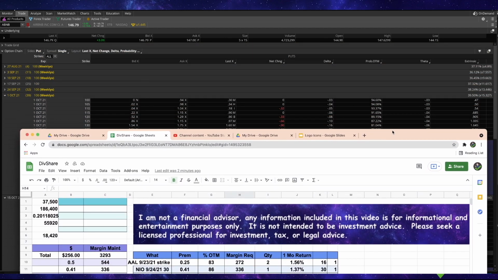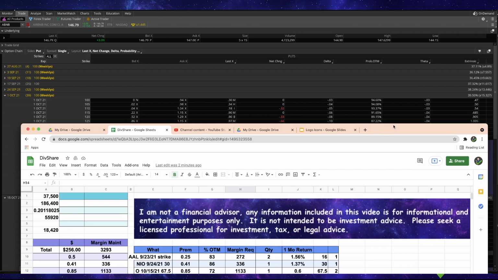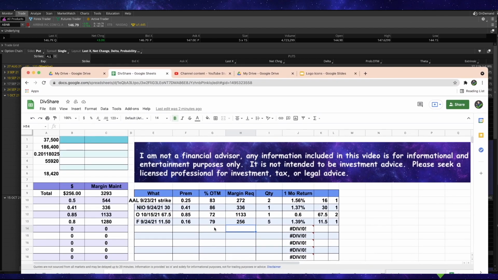So we got the 130, we'll try to get a fill at 125. Try to get a fill at $1.05 on it, 87%. We got Airbnb, 10/1. What do we say? The 125.